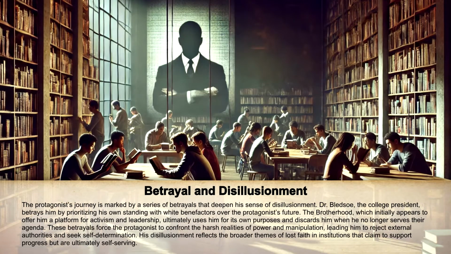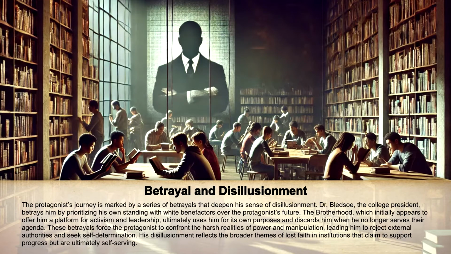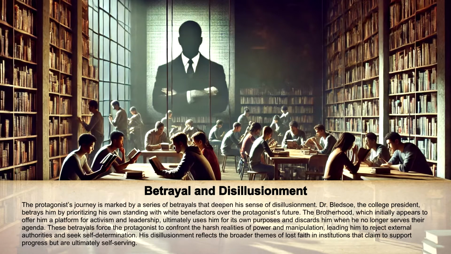Betrayal and disillusionment. The protagonist's journey is marked by a series of betrayals that deepen his sense of disillusionment. Dr. Bledsoe, the college president, betrays him by prioritizing his own standing with white benefactors over the protagonist's future. The Brotherhood, which initially appears to offer him a platform for activism and leadership, ultimately uses him for its own purposes and discards him when he no longer serves their agenda.